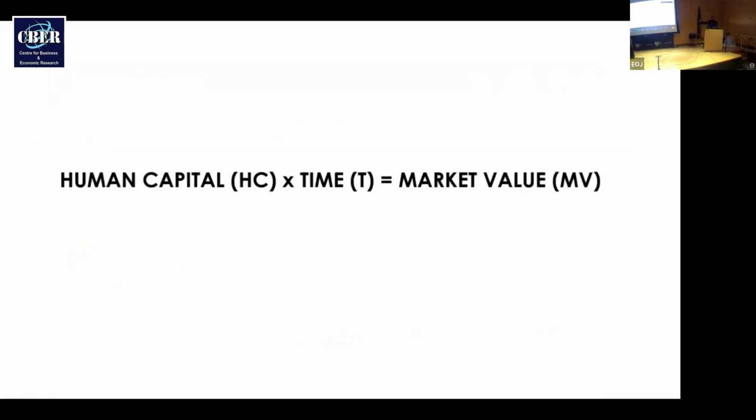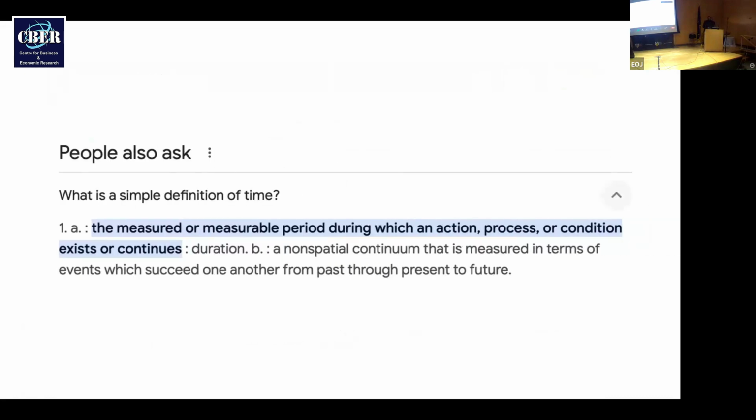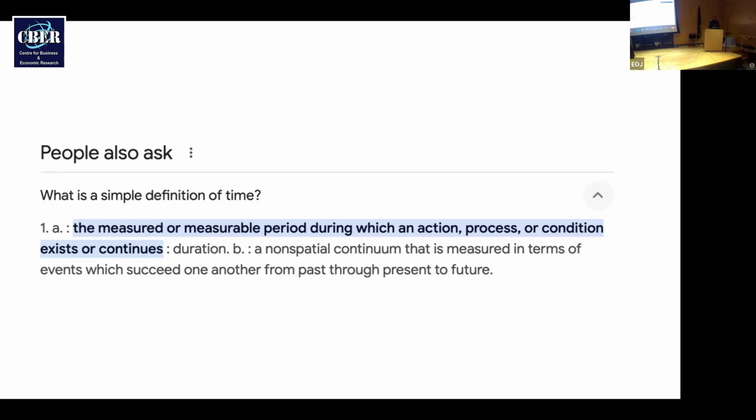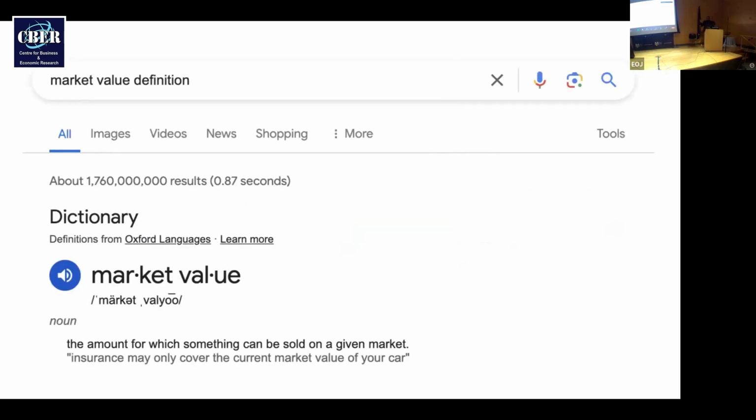Here, I've created a simple formula that we can possibly work with. Human capital times time equals market value. Let's look at what market value is. Well, first, time. Let's define time. Now, if you Google time, it's all over the map, right? So I had to find the simplest definition of time. Time is a measurable period during which an action, process, or condition exists or continues. So the time is the period that I apply my skills, apply my knowledge. And the market value is simply the amount for which something can be sold in a given market.